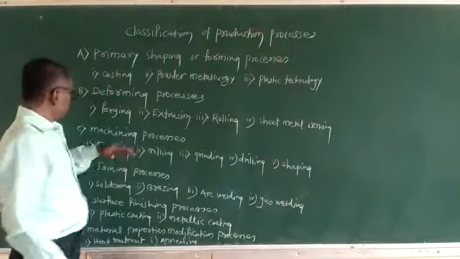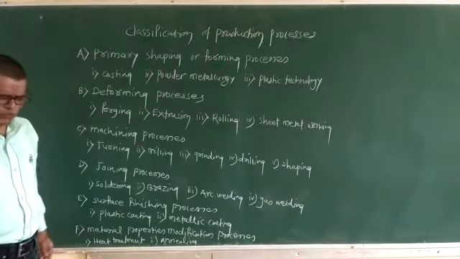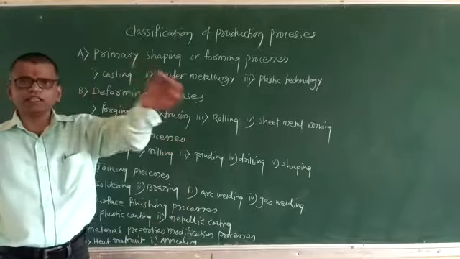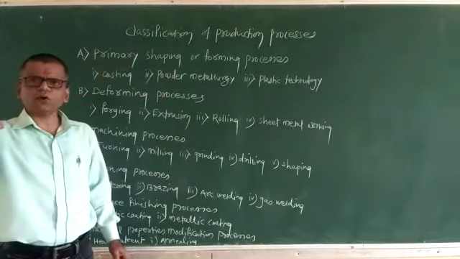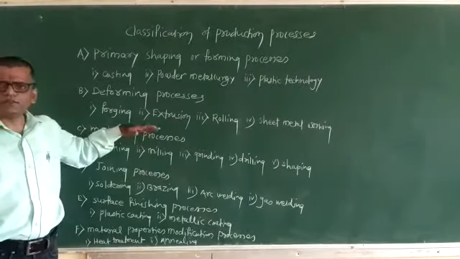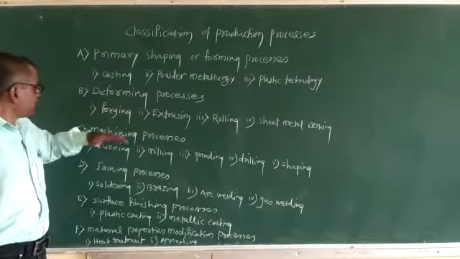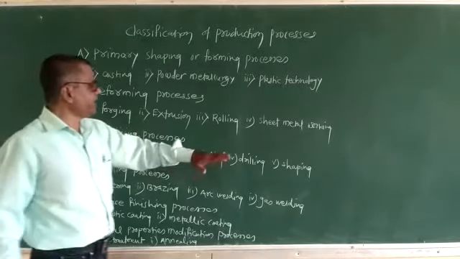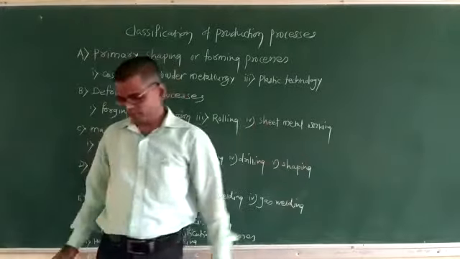Now the next category, that is machining process. What is machining? It is a process of removing excess material from the component in the form of chips. That is called a machining process. The different processes under the category of machining processes are turning, milling, grinding, drilling, and shaping.